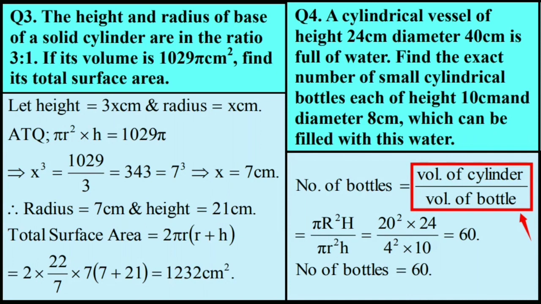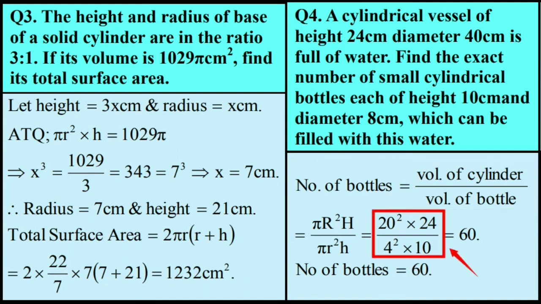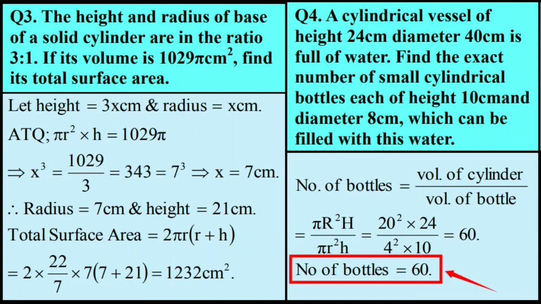The values of radius and height of the cylinder and bottle are put in the expression. The expression is simplified to get the number of bottles required, and that is 60. Hence, the number of bottles required is 60. It means to transfer the total volume of water from the bigger cylinder, 60 identical bottles are required.